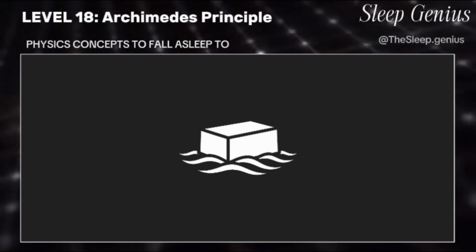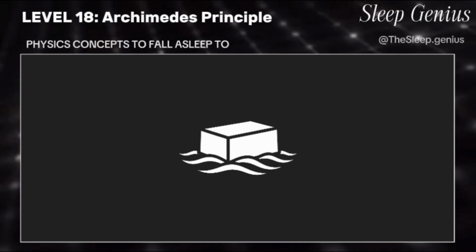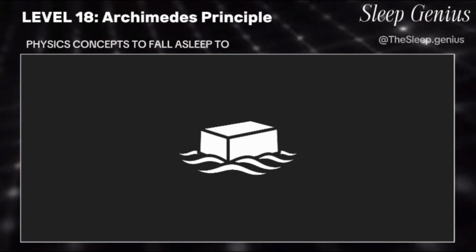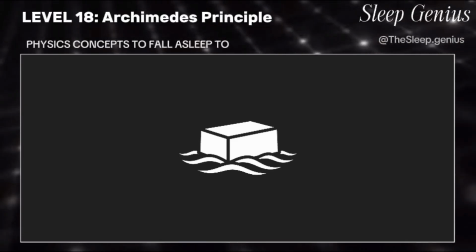Archimedes' principle. Archimedes' principle explains how objects behave in fluids. It states that when an object is partially or fully submerged in a liquid, it experiences an upward force called buoyancy. This force pushes the object upward, making it feel lighter. The upward buoyant force is equal to the weight of the liquid displaced by the object. This law connects the object, the fluid, and the force acting on it.